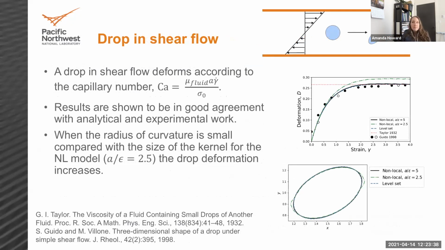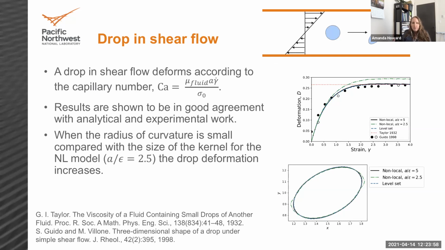So we've tested a bunch of benchmark codes with our non-local surface tension. The first case I'm going to talk about is a drop in a shear flow. Here we start with a circular droplet, and then we put it in this linear flow. So the fluid is moving in one direction at one wall and in the other direction at the other wall.